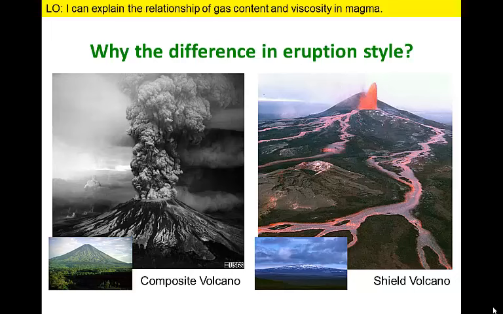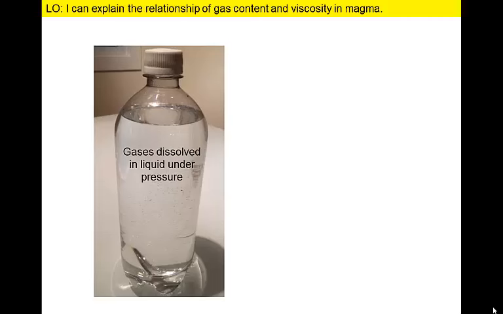The story we want to tell is why composite and shield volcanoes erupt so differently. Composite volcanoes are known for their explosive eruptions that toss clouds of tephra far into the atmosphere. In contrast, shield volcanoes have runny lavas that build wide, gently sloping landforms. First, let's consider gases and magma.